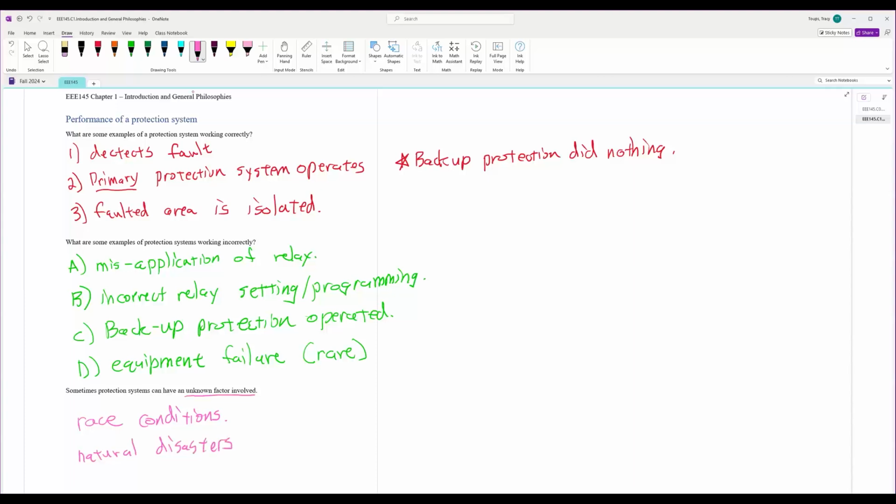like lightning, can cause what we call an abnormal condition, or transients on the system. If lightning strikes a power line, you might get a giant voltage for a split second. You might get more current than you should. The frequency might go all over the place. So sometimes there are unknown things that happen and you can't quite explain why.